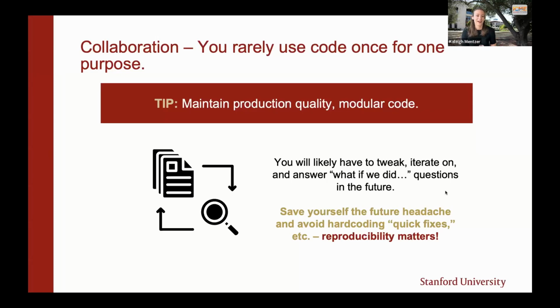So I would really recommend saving yourself the future headache and avoiding hard coding quick fixes. In particular in this space, reproducibility is really important. If you're going to be influencing real world policy, you want to be able to reproduce your results and make sure they're correct. So making sure that you're not leaving things hard coded is really important. There is an upfront cost to maintaining this type of thing, but I really think it's worth it. That's my 2 cents there.